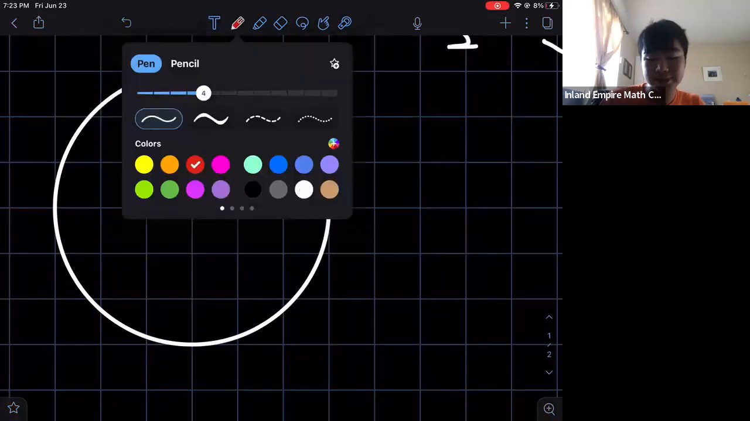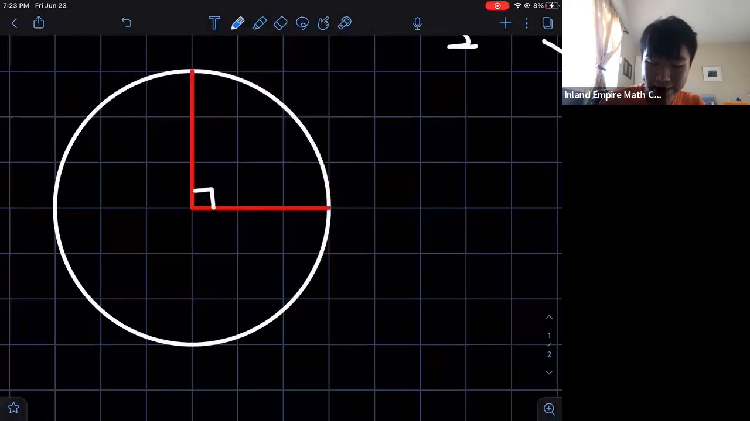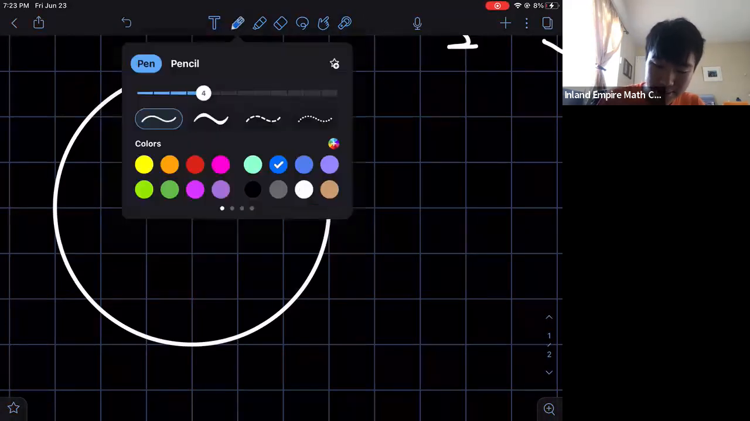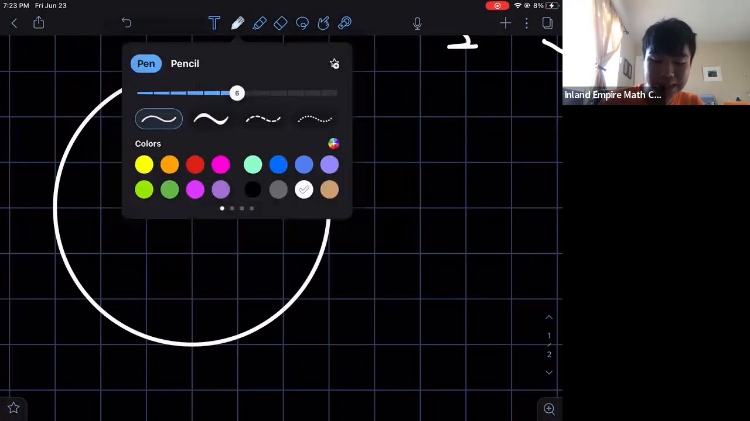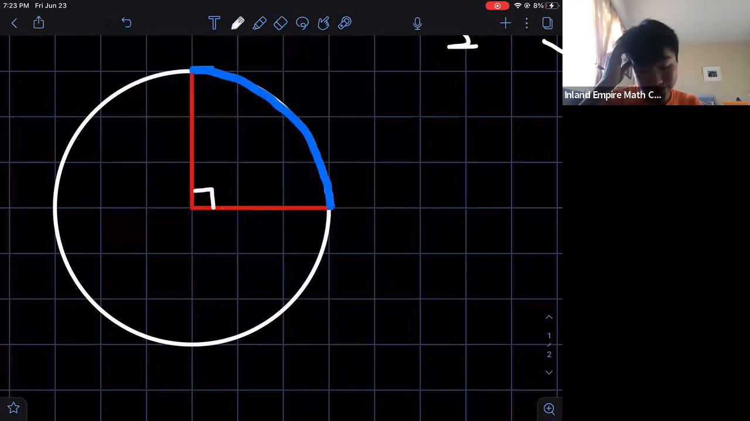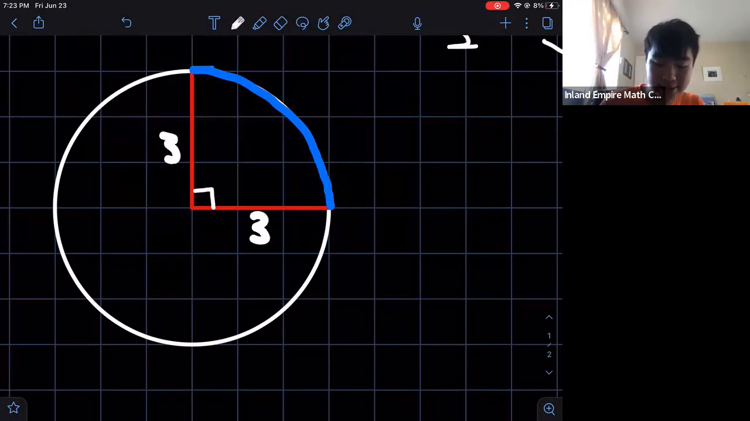Then the question is, what is the length of this line right here? Let's make this a bit thicker. What is the length of the line in blue, or the arc in blue? So we know that the radius is 3, that these lengths are 3. But what is the length of this length in blue? What is this length?